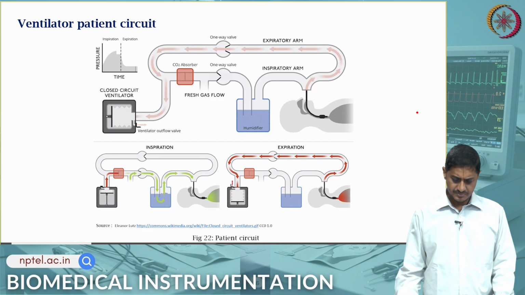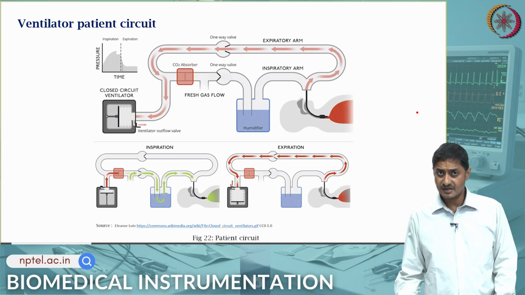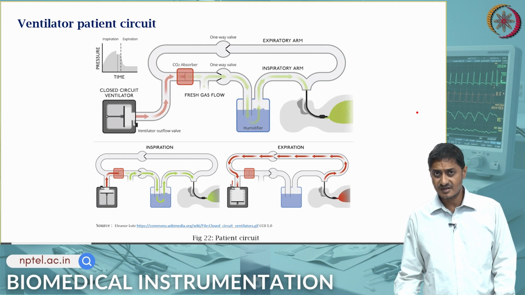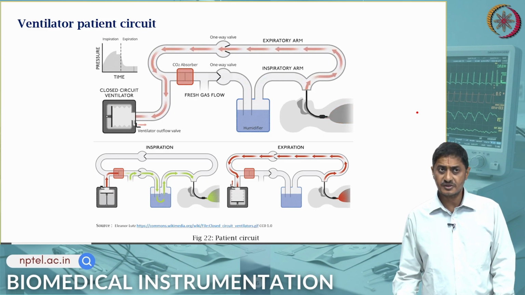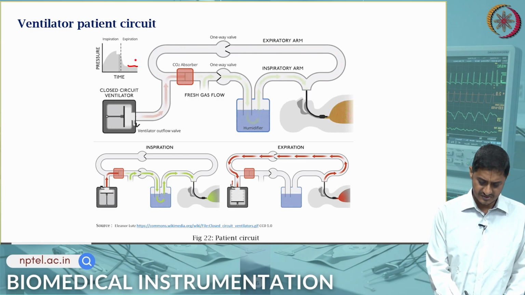This is the patient circuit. There is the inspiratory arm. The green one is the oxygen and the red one is the carbon dioxide. So, there is a closed loop ventilator circuit. Recall this picture. What is this? This is PEEP.